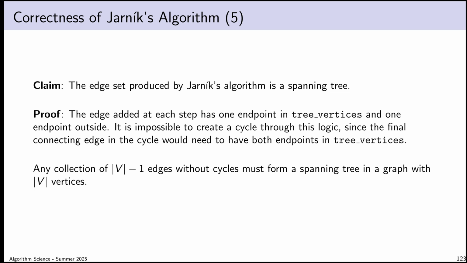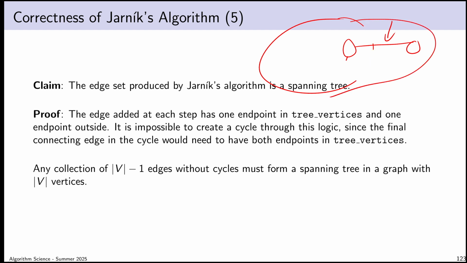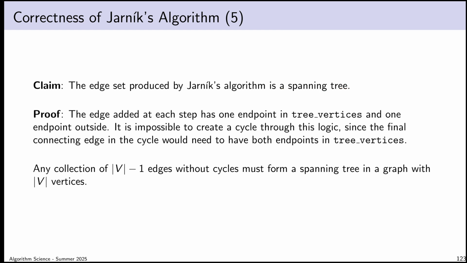a spanning tree. And that's a pretty easy claim to justify because the edge that I add at each step has exactly one endpoint in the tree and one endpoint outside the tree. The only way I could create a cycle is by adding an edge between two things that are already in the tree. So if a cycle shows up, well, maybe I create a few edges of that cycle by adding stuff from outside the tree, but eventually to complete the cycle, if there's going to be a cycle that results, I'm going to have to add an edge between two things that are currently in my tree. And that's never going to happen with Jarník's algorithm.